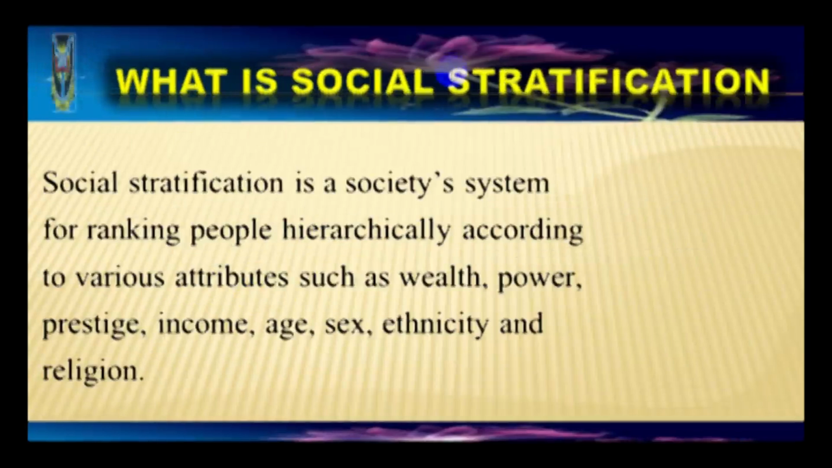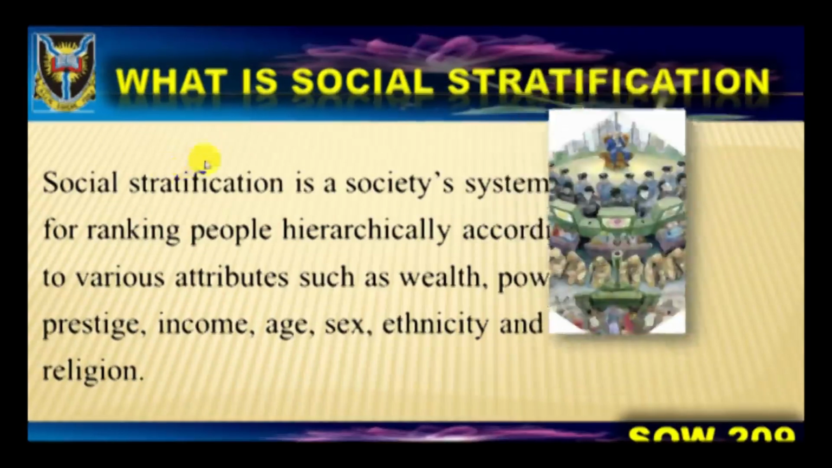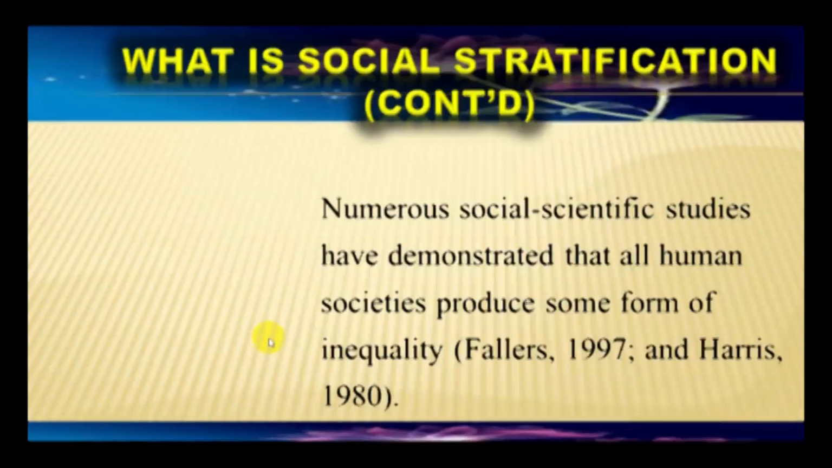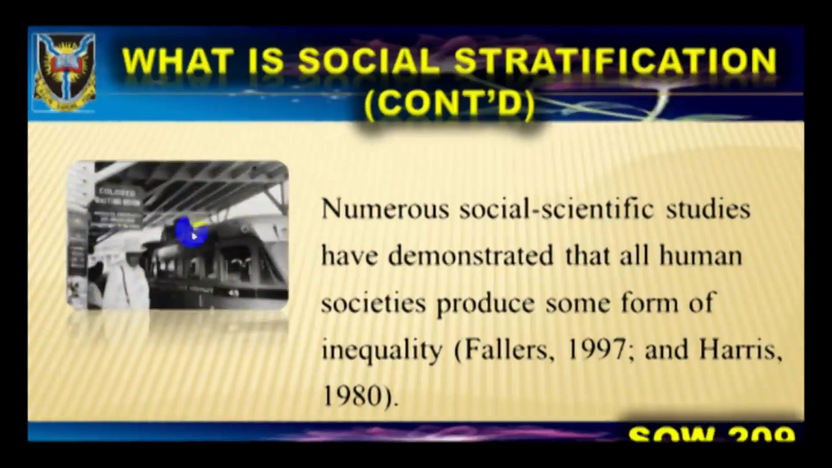What is social stratification? Social stratification is a society's system for ranking people hierarchically according to various attributes such as wealth, power, prestige, income, age, sex, ethnicity, and religion. Numerous social scientific studies have demonstrated that all human societies produce some form of inequality.